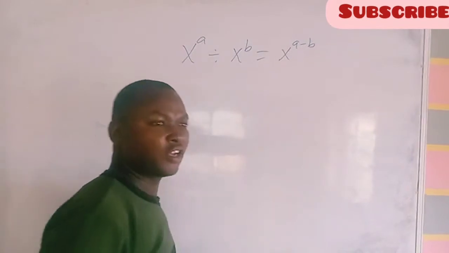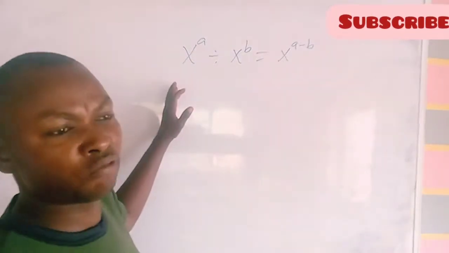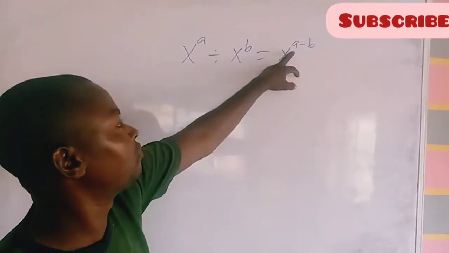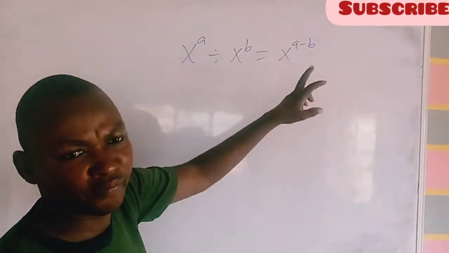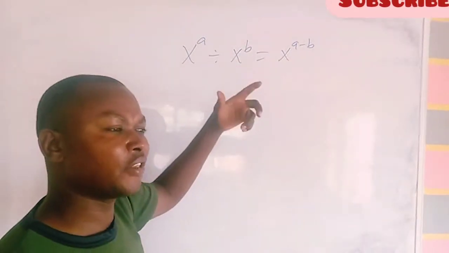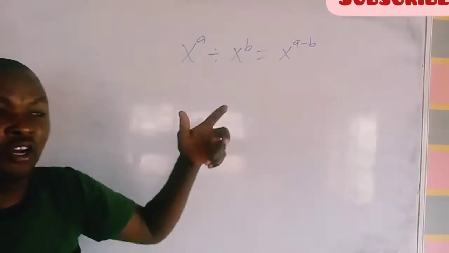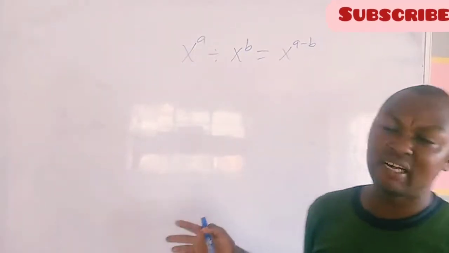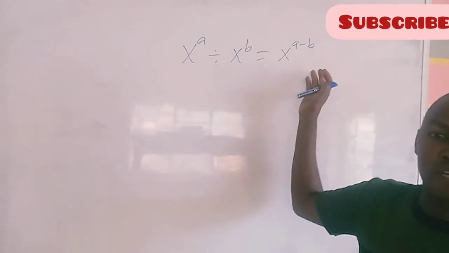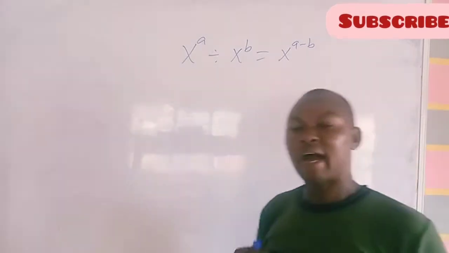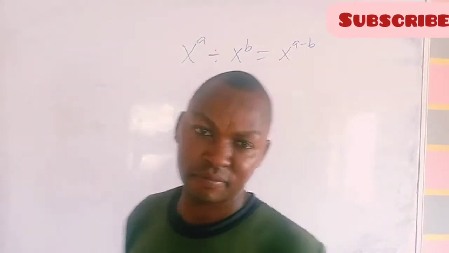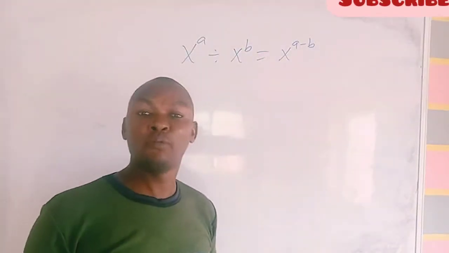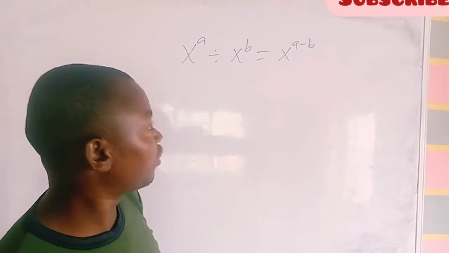Don't forget that preference will be given to the first one. If a comes first, a must be first here. If b comes first, b must be first here. But in the multiplication rule, either one can come first when you want to add, because addition is commutative, but subtraction is not commutative.